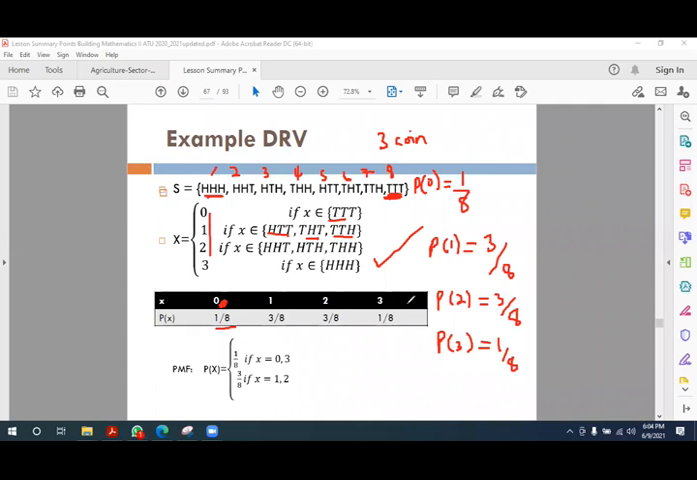So you construct a table like that. You have the possible values of your X: 0, 1, 2, 3. Then you assign their probability. So 1/8, 3/8, 3/8, and then 1/8. Okay, that gives us the probability mass function because we are dealing with what? A discrete random variable. So it's the probability distribution of a discrete random variable.